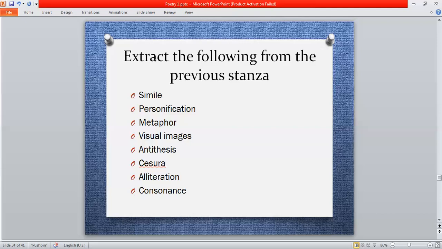Antithesis, which means contrast. Caesura, a comma in the middle of the line. Alliteration, جناس استهلالي, which means a repetition of the same sound at the beginning of a number of words. Consonance, جناس ناقص, the repetition of consonant sounds. And the last one is the assonance, the repetition of the vowel sound all through two words.